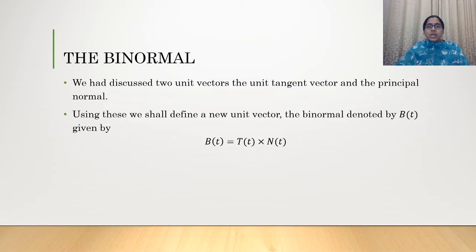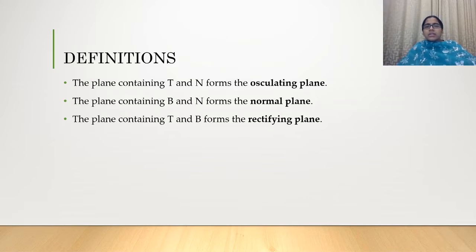So using these two unit vectors, we are going to define the binormal, which is denoted by B of t, and it is given as a cross product of the unit tangent and the principal normal. That is, B of t is equal to T of t cross N of t. There are various terms based on these vectors. The plane containing T and N forms the osculating plane, the plane containing B and N forms the normal plane, and the plane containing T and B forms the rectifying plane.